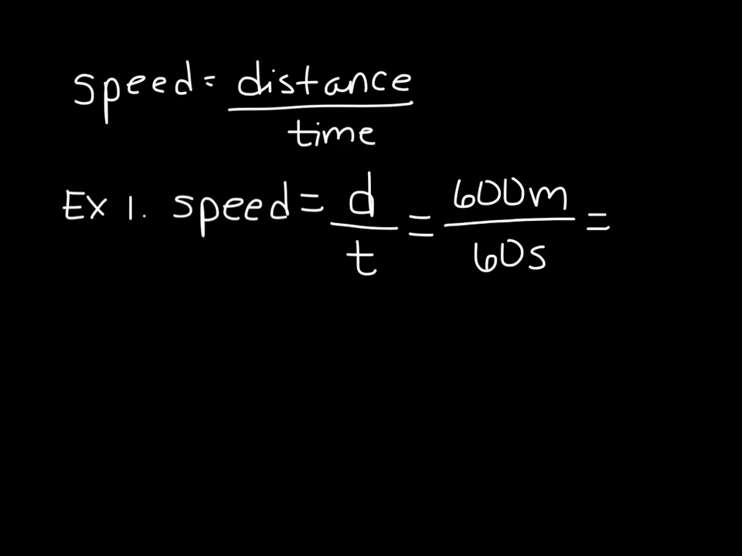600 divided by 60 is 10. Notice no units cancel out or divide out, so that means my final unit is meters per second, and therefore my speed is 10 meters per second. Please copy this example in your notebook.